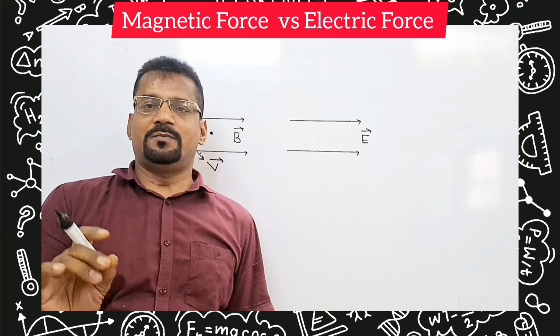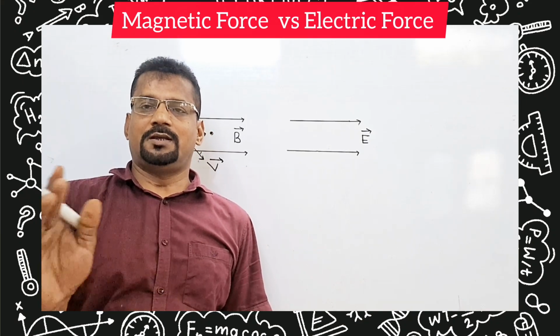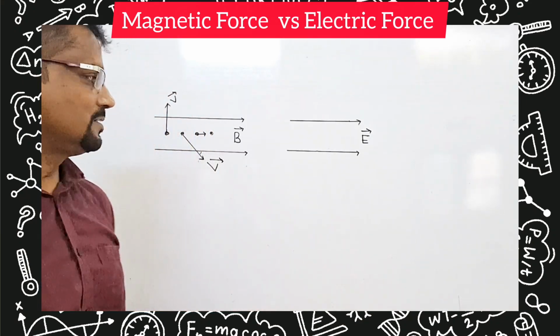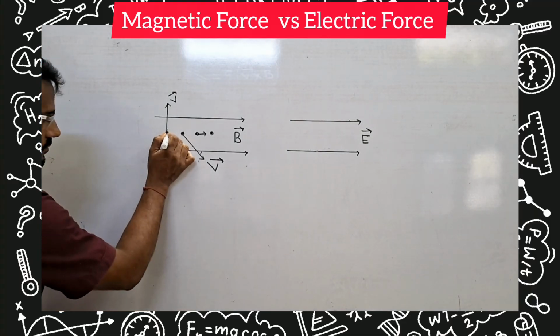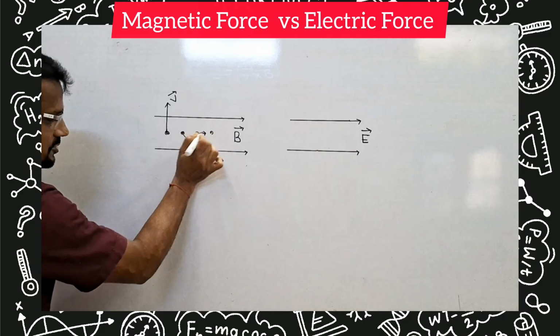A comparison between magnetic force and electric force in different fields. At first, let us consider a magnetic field. In this field, just consider 4 protons. Say these are 4 protons.